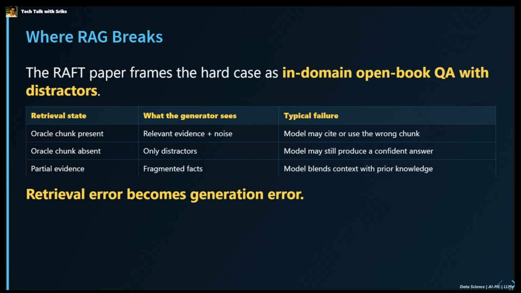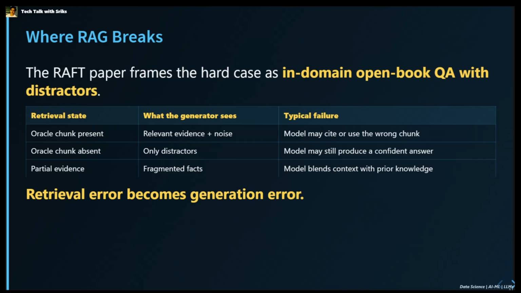Within the failures that can happen within RAG, the first type of failure happens when there is an Oracle chunk present in the retrieval. That is, there are relevant documents and also irrelevant documents. In this case, the LLM may find the relevant evidence plus the noise. When it's generating the response, it may cite or use the irrelevant document or a wrong chunk. The second failure type could be when the Oracle chunk itself is absent, and all the documents that you have fetched from the vector DB are distractor documents.